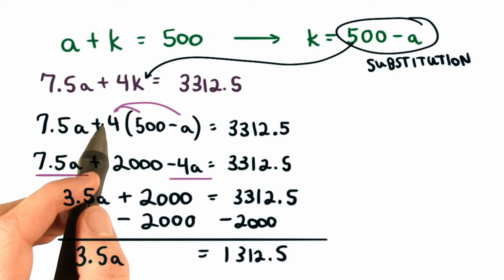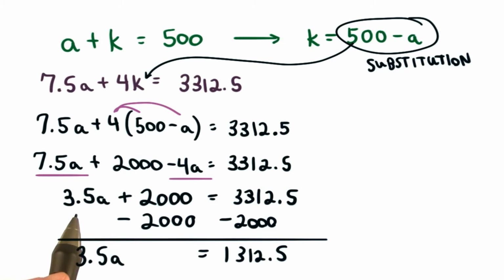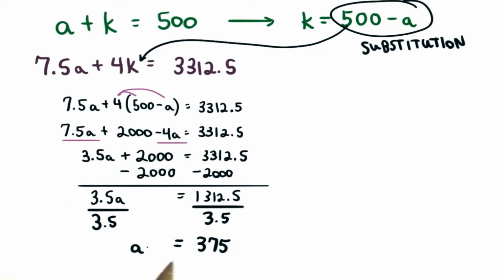First, I distribute the +4 to the 500 and the -a. Then I combine like terms and subtract 2,000. Our last step is to divide by the coefficient of a, 3.5. And we get a is equal to 375. This was the number of adult tickets that were sold for the fundraiser.